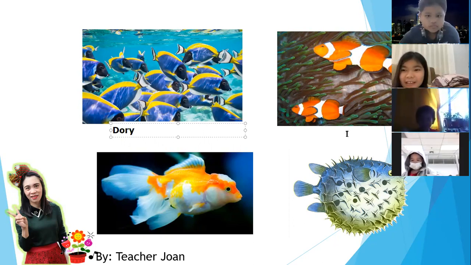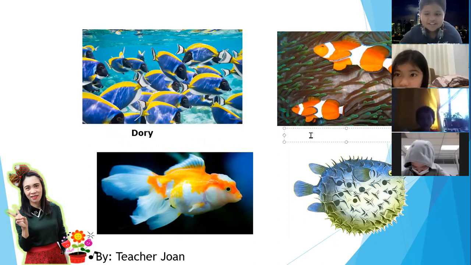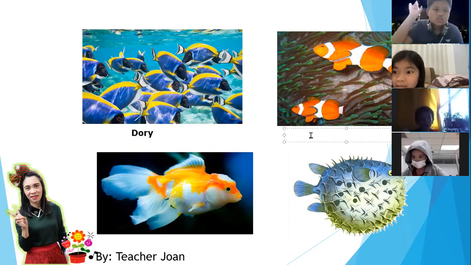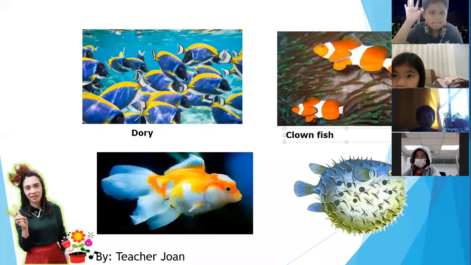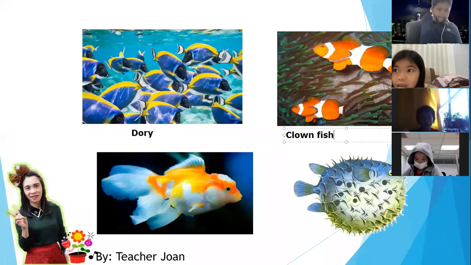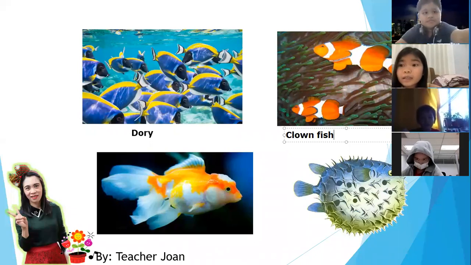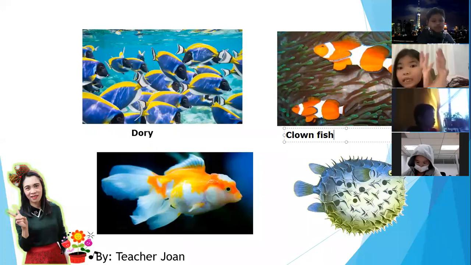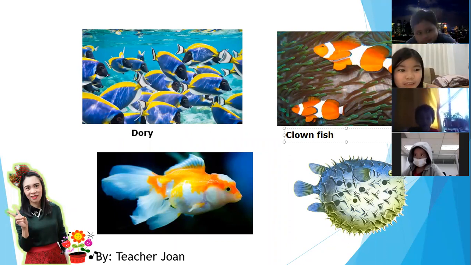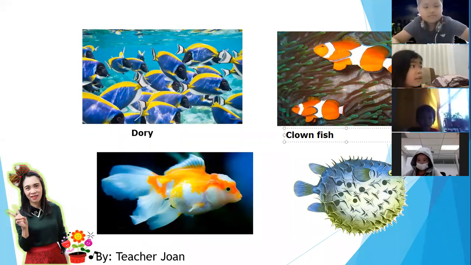Next we have the next fish. What is the name of the next fish beside Dory? The color orange and white lines on the right side of the Dory. Who knows the answer? The color orange one with two fishes there. Unmute your microphone. Clownfish. Very good. That is a clownfish. Very good.